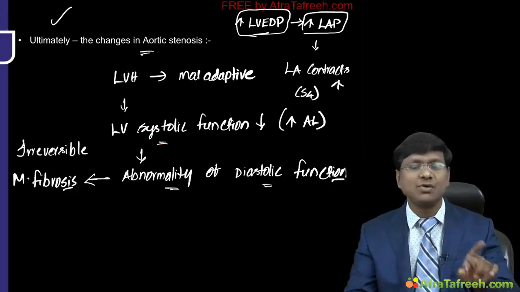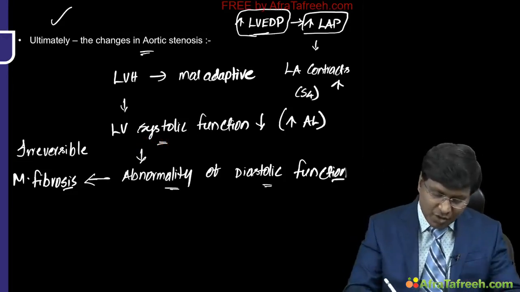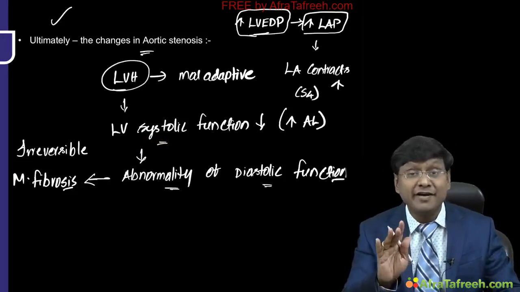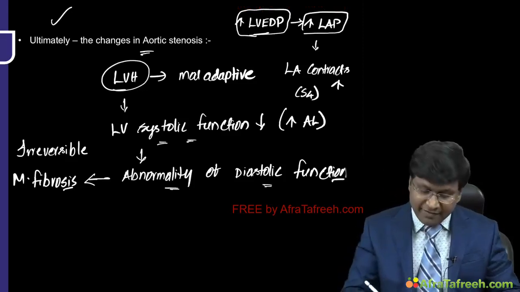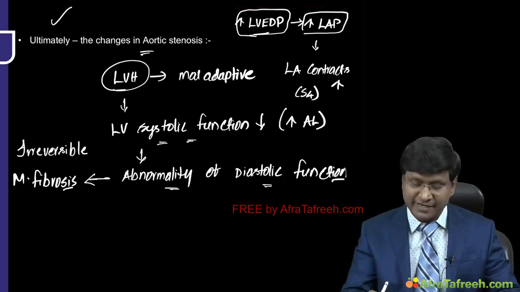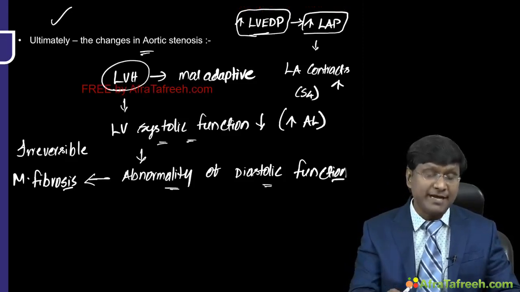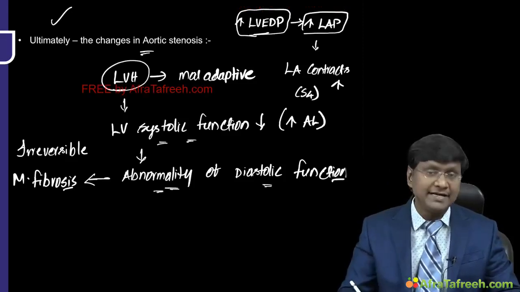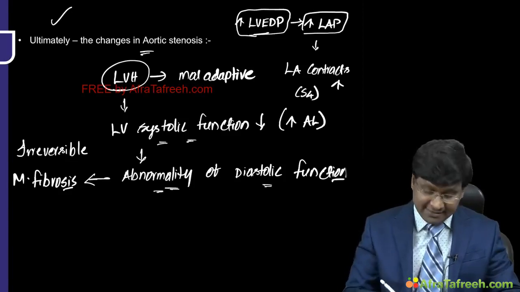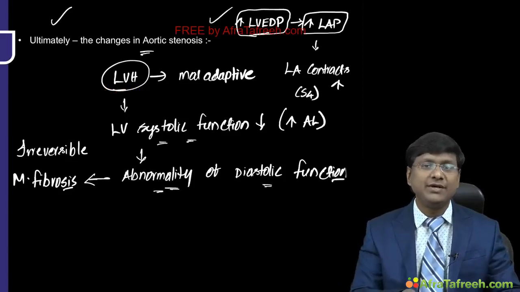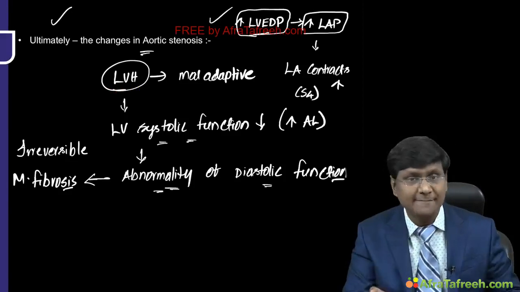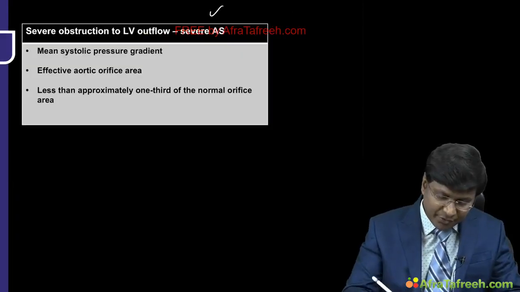So why are all these developing? That is because when the left ventricular hypertrophy becomes maladaptive, and when the left ventricular systolic function declines because of the afterload mismatch, there will be abnormality of the diastolic function, and that will cause irreversible myocardial fibrosis. So all these will lead to the following changes. Okay, then the next important point you need to know is this.